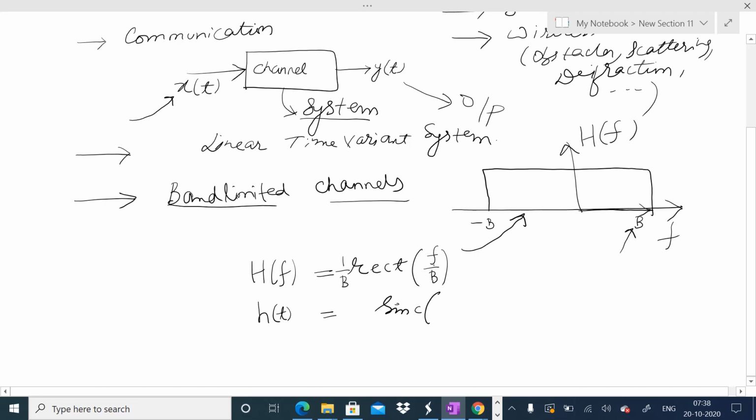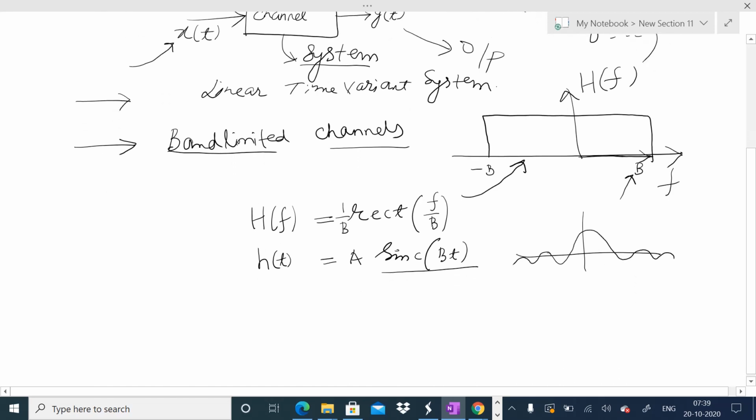So to be more precise, if it is f by b, that will be sinc of bt divided by bt, or just sinc of bt, which actually means sine of bt by bt. Okay, I think that it will be this. Maybe some constant will be there, I don't want to model it exactly here, but it will have sinc behavior. So here is the channel impulse response, the time response.